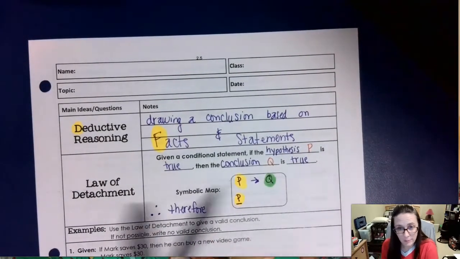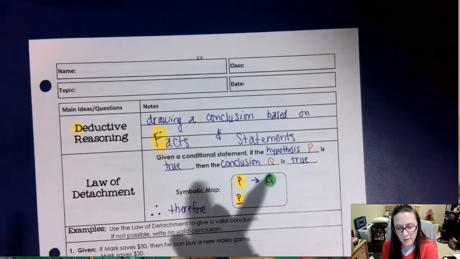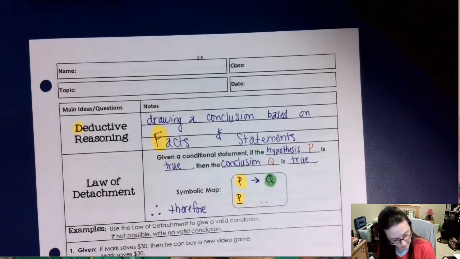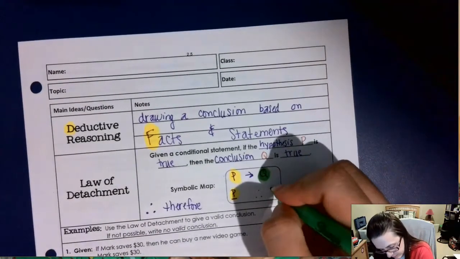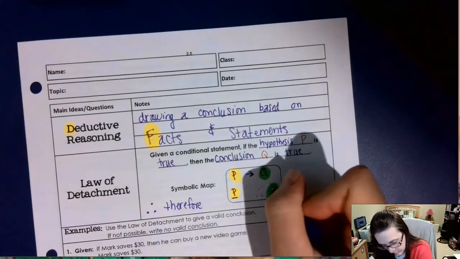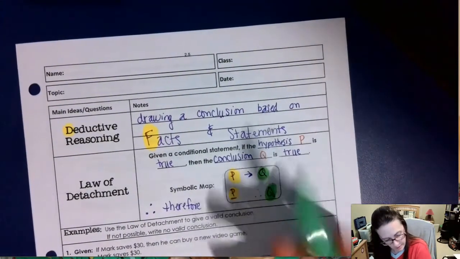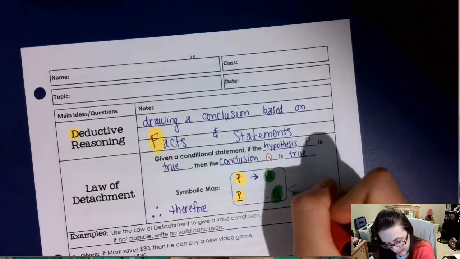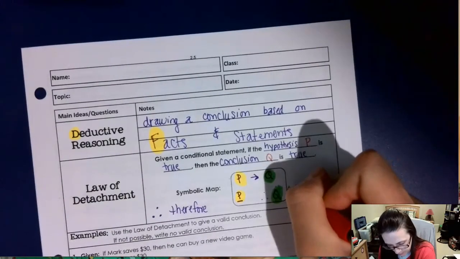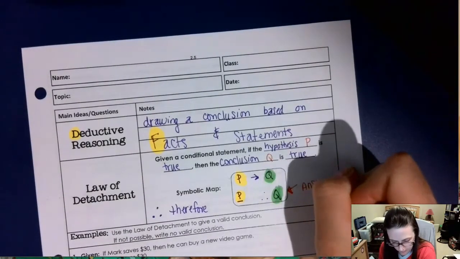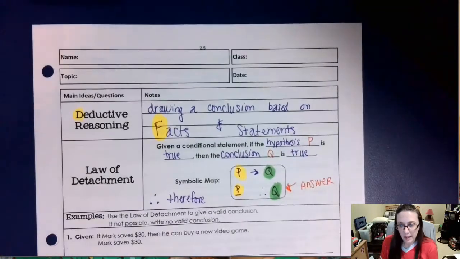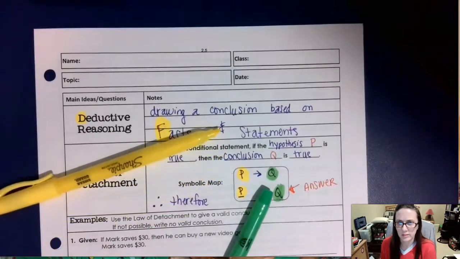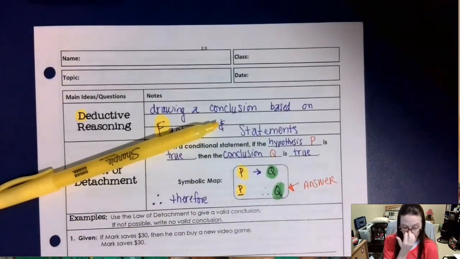Okay, so if I have a statement, if P, then Q. P is true. Therefore, Q also has to be true. And we know that if P is true, then Q is our answer to the statement. I'm going to highlight with what looks like orange on my screen, but they're yellow and green. They're yellow and green highlighters that I'm using today.